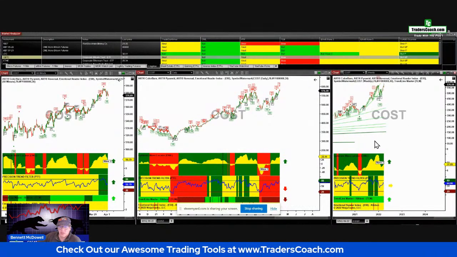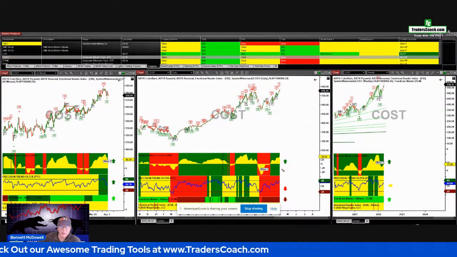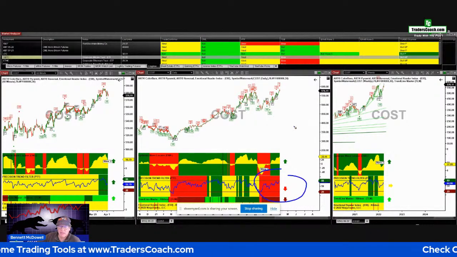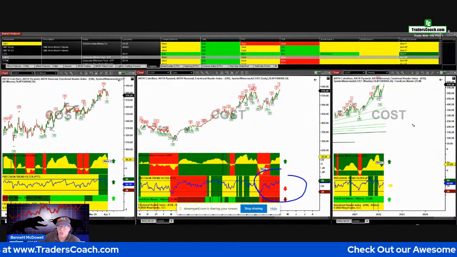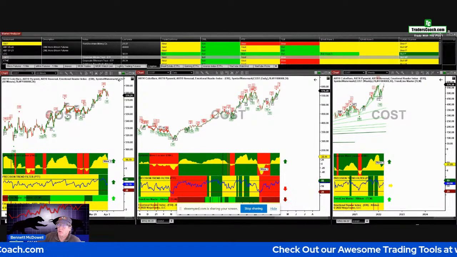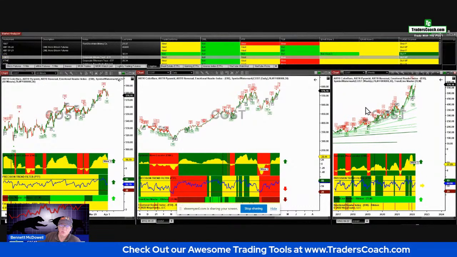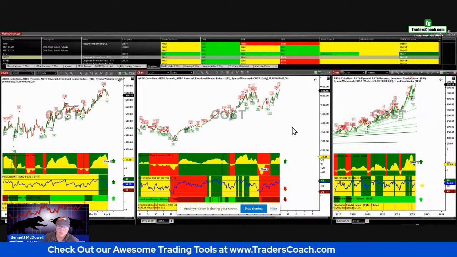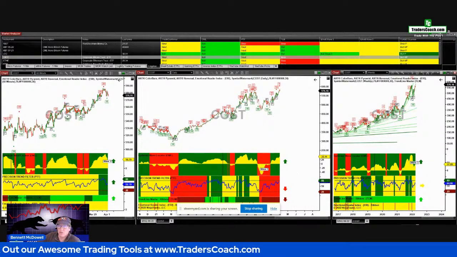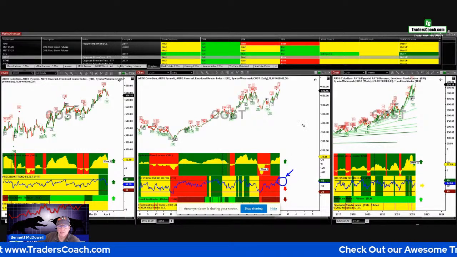Now, what's interesting is we have a red PTF. Interesting. Okay, so that's going to keep you out of a new long position, which is kind of good because I think we're almost at the end of wave 3 on Costco. But this also is close to going green. So we're going to have to take a look at this next week.